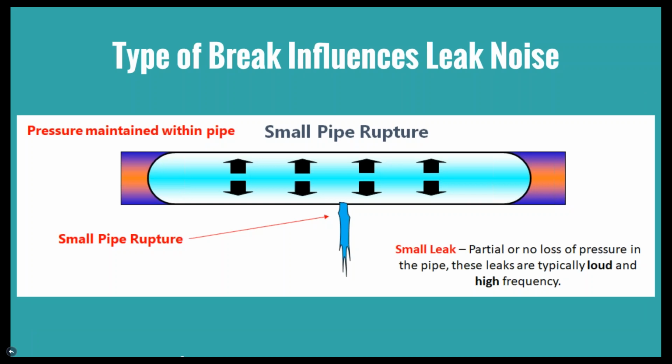So then with a smaller pipe rupture, there is less pressure loss, but these typically are louder and higher frequency. The other place we see the smaller leaks, whether it's a rupture or even at joints, usually joints have a higher frequency, and the noise is much more apparent with the correlator and the logger technologies.